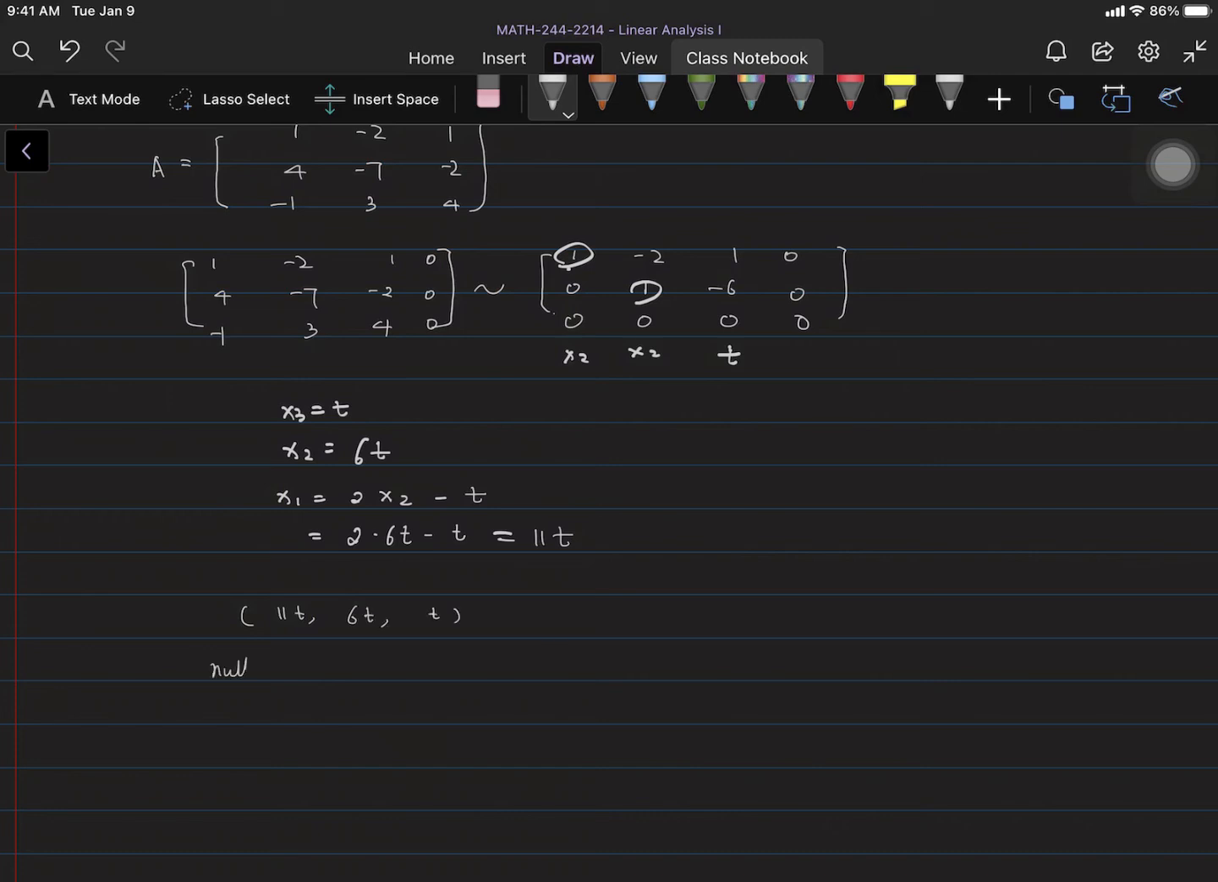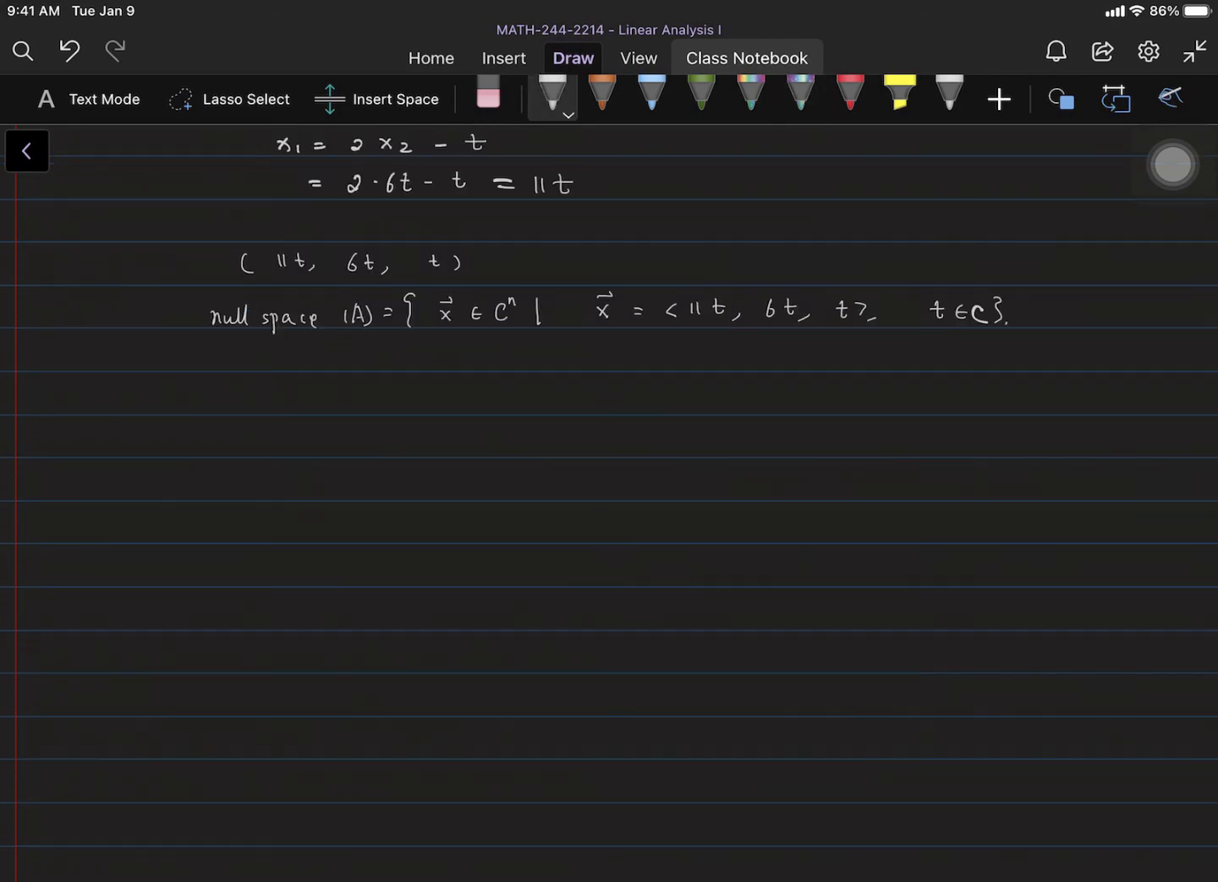So let's write down the null space in set notation, which means all the x belonging to Cn, where x has the form 11t, 6t, and t, and t can be any number in C. That means they may not be real solutions, maybe complex solutions. So this is the example.